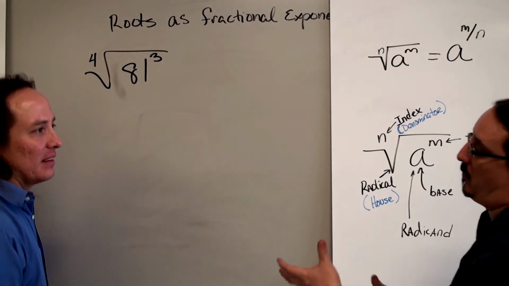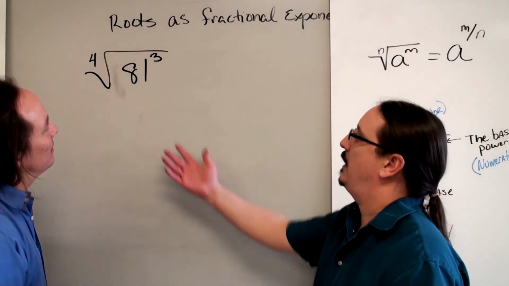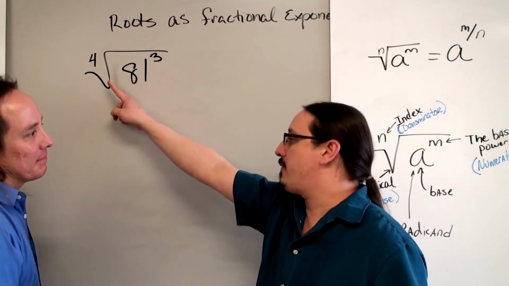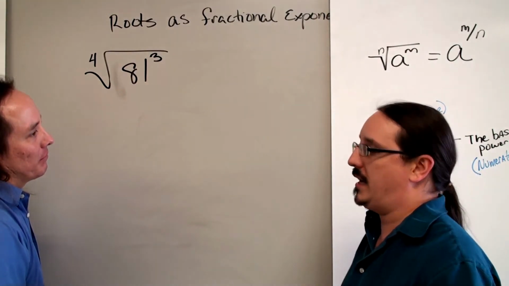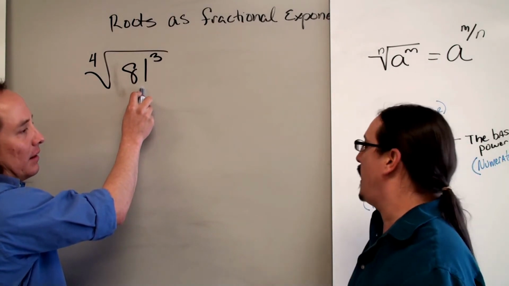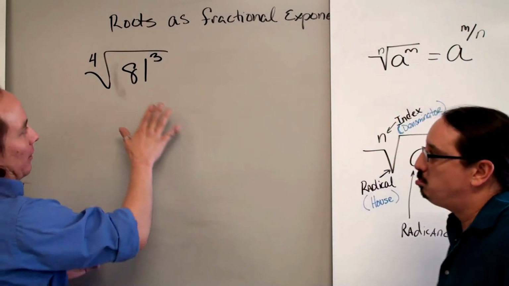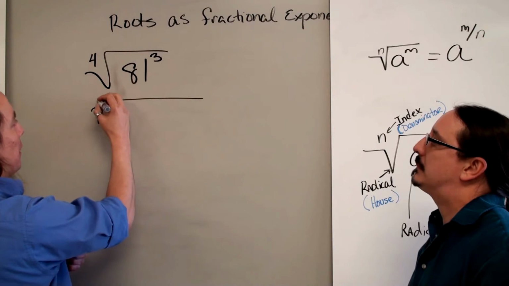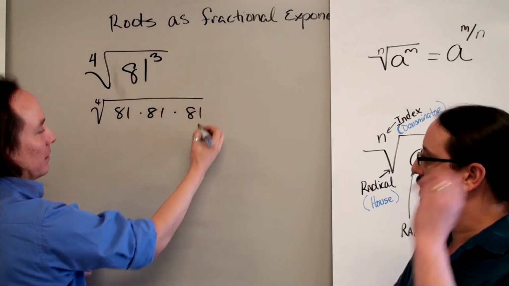Looking at this, and this is how I always saw it when I got these problems: 81 can't come out. There's not 4 of them, it's only saying there's 3. But there's another game being played underneath, because 81 is a perfect square, made up of 9 times 9. So I have 3 81s. I could say I have 81 times 81 times 81, with my little 4 here.